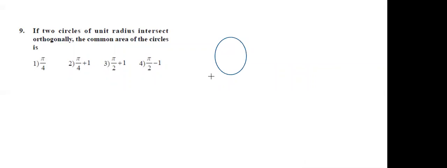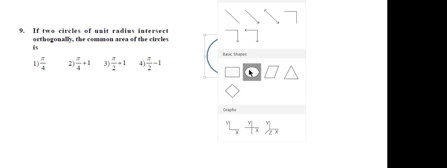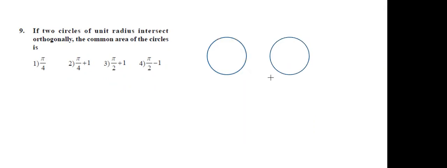If two circles of unit radius intersect orthogonally, then the common area of the circles is... They are asking for the common area of both circles. But first draw the circles. This is one circle. Next, take another circle. Now these two circles intersect orthogonally.